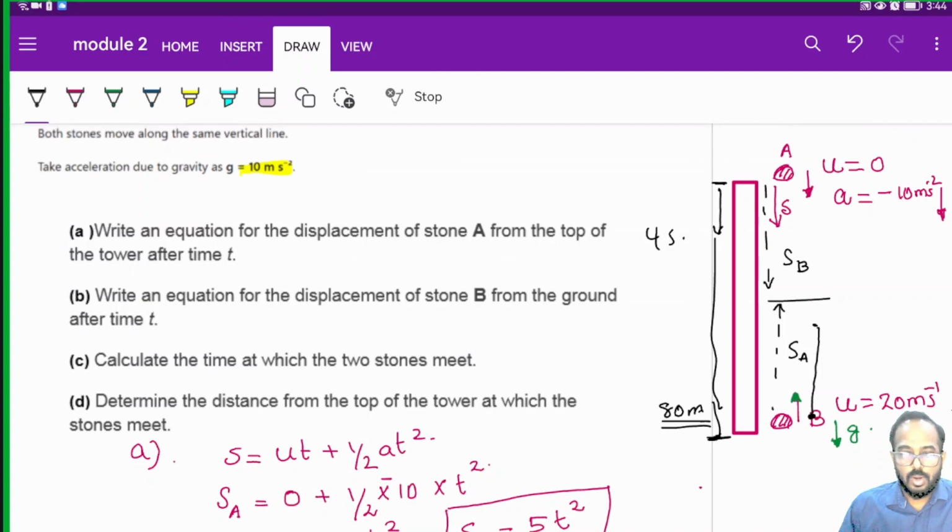Okay, this will go up. What happens when you throw something upward? The speed reduces, becomes maximum 0, then it will come back, right? So during this 4 seconds, what happened? The stone B will reach maximum and it is coming back. Both stones will reach the ground at the same time.